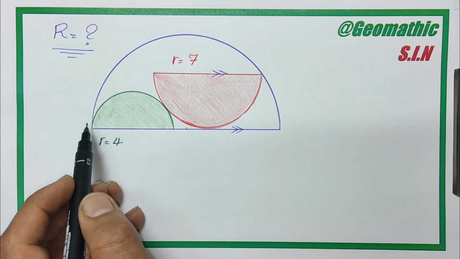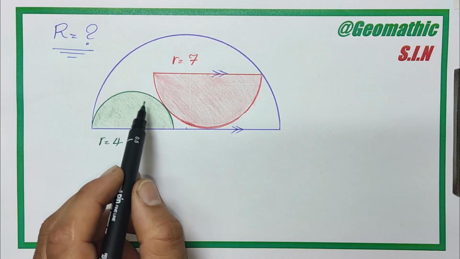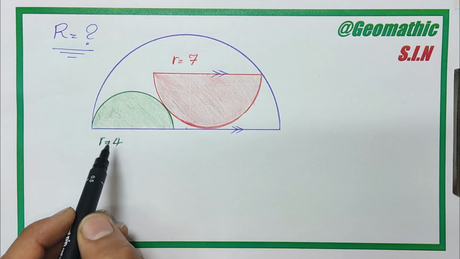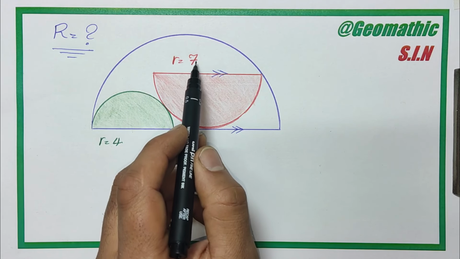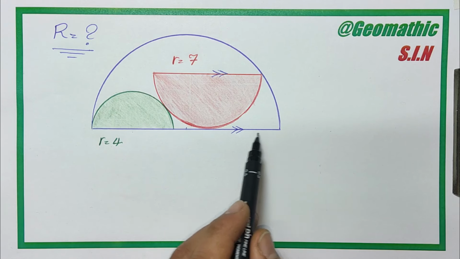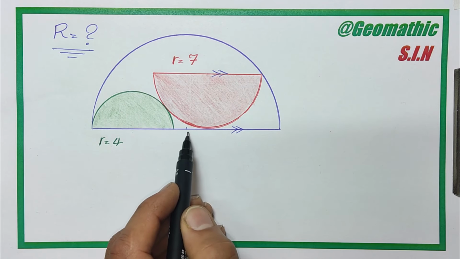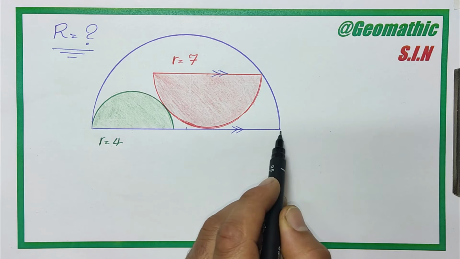What's the question? A big semicircle and two small semicircles inside it. The radius of this semicircle is 4 and the radius of this is 7. And of course, the question says this line is parallel to this line. And we should find the radius of this big semicircle, meaning this line.